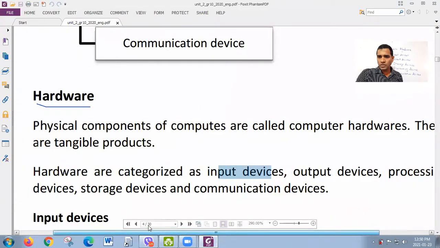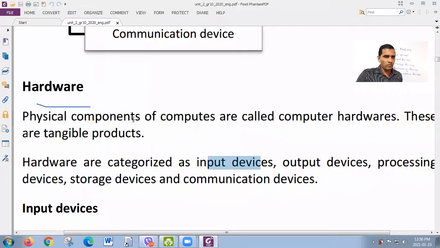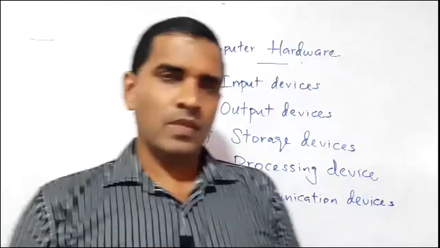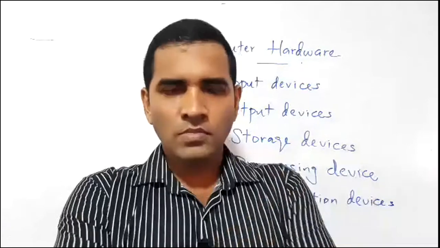So let's understand the input device. Here I have defined the term hardware. Physical components of computers are called computer hardwares. These are tangible products, which means you can touch that. It has a physical appearance, right? Hardware are categorized as input devices, output devices, processing device, storage devices, and communication devices. Okay, so it is based on function. So let's take the input device first. Look, the term tells the story, right? Input devices.